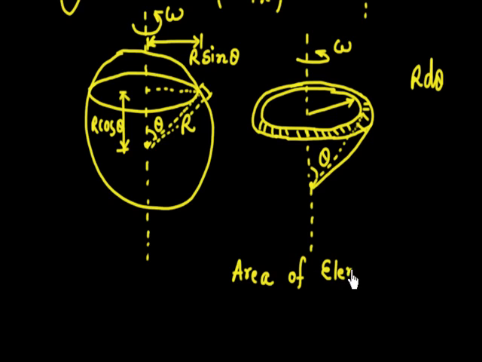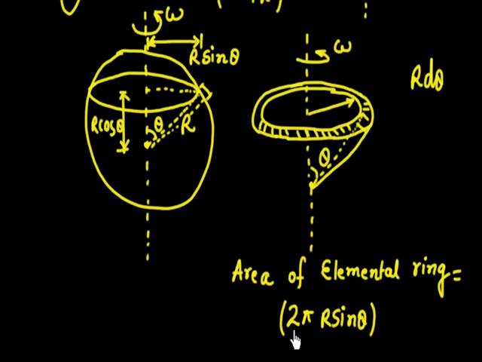So I will have the area of the elemental ring. The area of the elemental ring is equal to 2 pi r, but in place of r you will have r sine theta, so 2 pi r sine theta into r d theta, that is 2 pi r squared sine theta d theta. So this is the elemental ring.